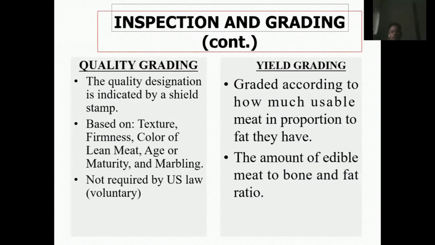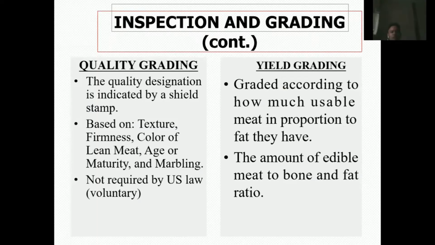So there are two types of grading the meat. First is the quality grading. The quality designation is indicated by a shield stamp and based on texture, firmness, color of lean meat, age or maturity, and marbling. It is not required by US law, which means it is voluntary.